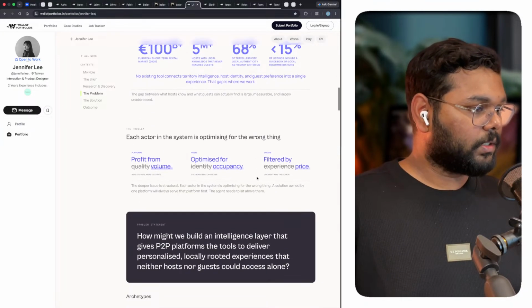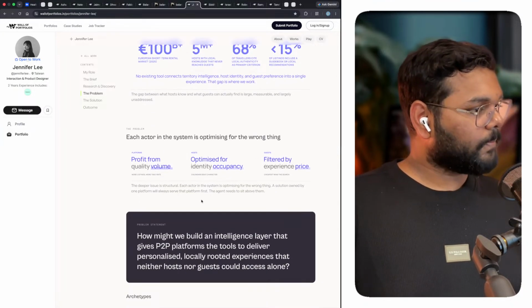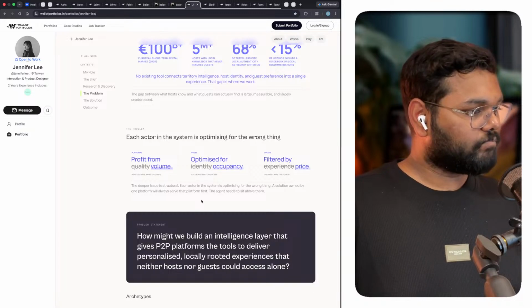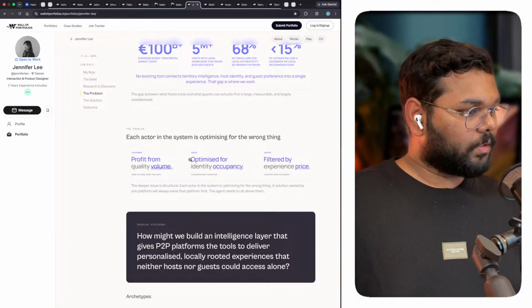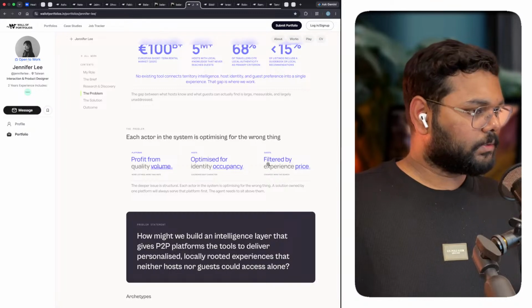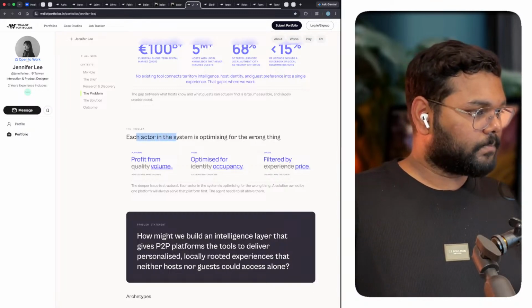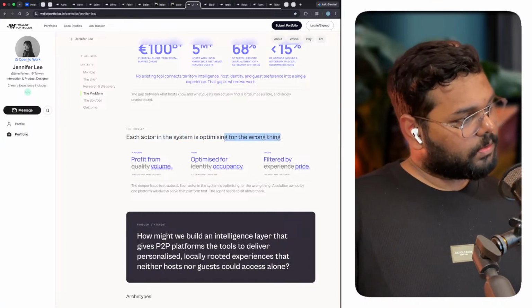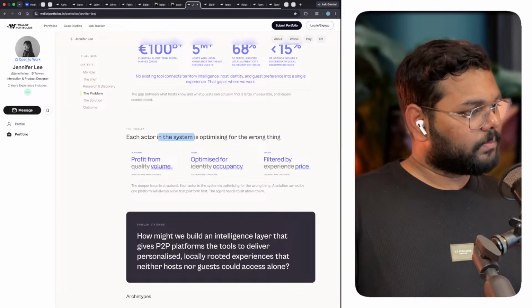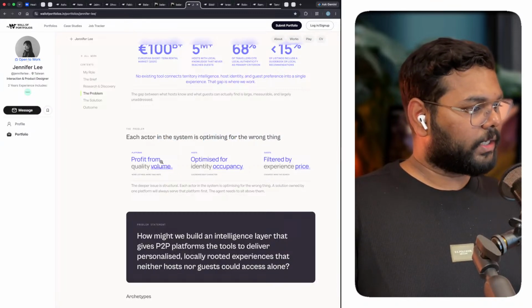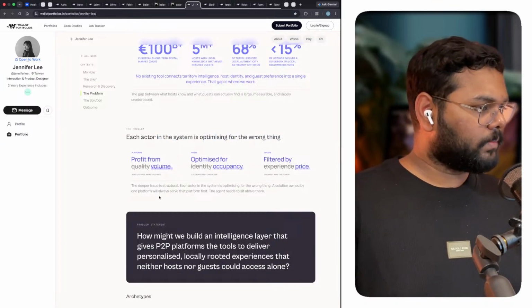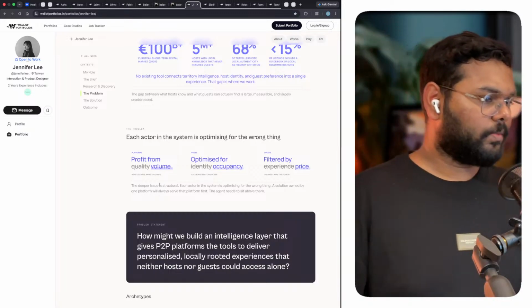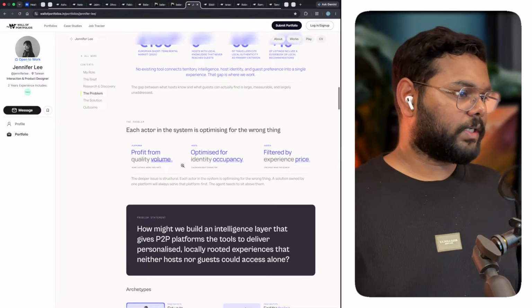Okay, the problem. Each actor in the system is optimizing for the wrong thing. Profit from quality or volume. Okay, optimized for identity.